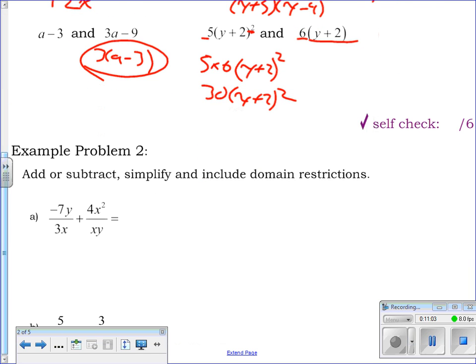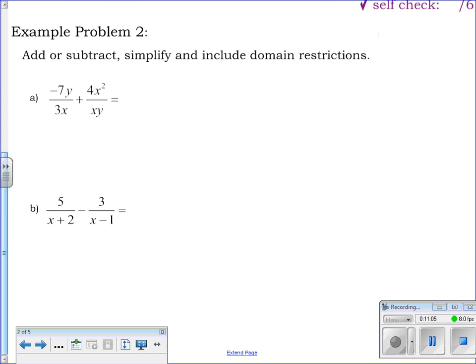So, add, subtract, simplify, and include domain restrictions. All right. So here's what we do when we're adding and subtracting fractions. I need to get a common denominator. I do this a little bit differently than we just got done doing.